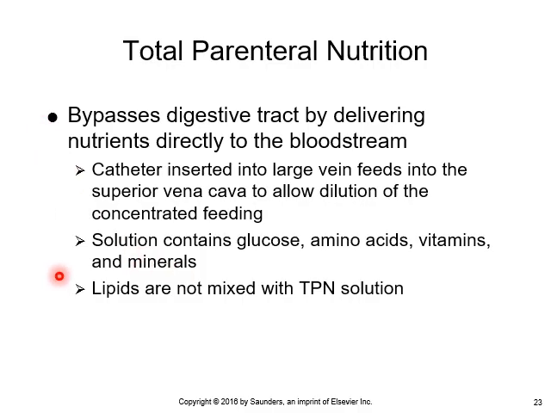TPN. So this is the bag we were talking about earlier on, and again, this is a nutrition that is connected into a large vein, usually in the subclavian vein, and it's inserted into that subclavian vein, feeds into the superior vena cava to allow dilution of the concentrated feeding. So that's the reason why this TPN is in the subclavian vein.